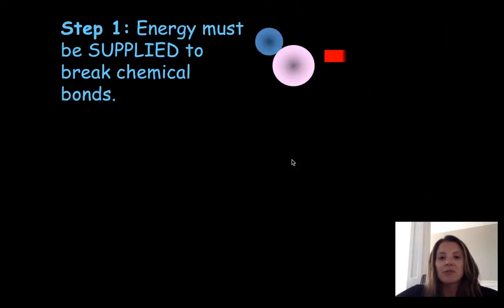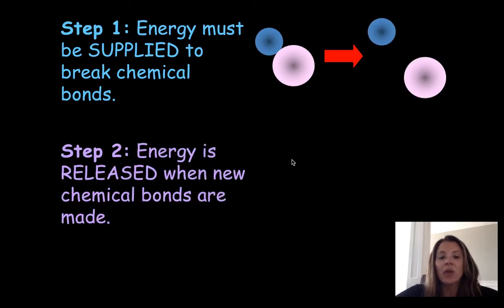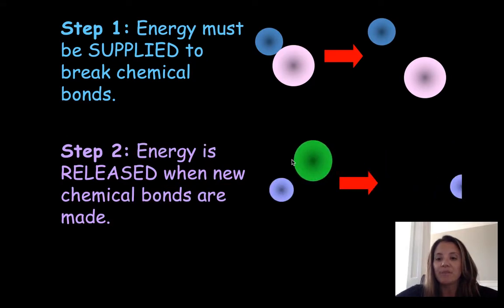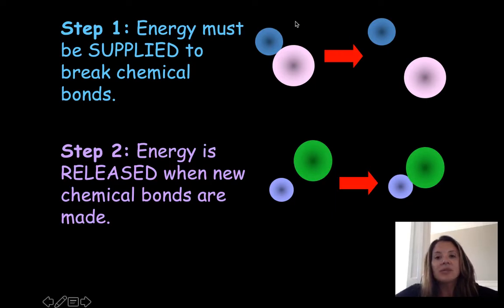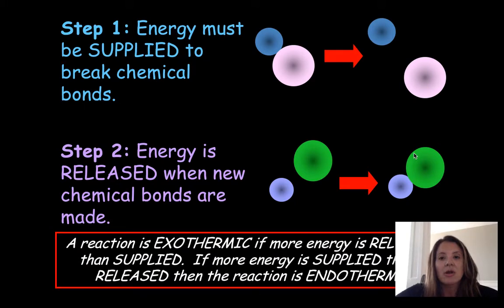So here's a little visual just to remind us. Energy input is needed in order to break reactant bonds. And when new bonds are formed, there's always a release of energy. Now, what we're actually going to take a look at is, was there a greater input needed to break the reactant bonds compared to the output of energy that was released when the product bonds came together? The difference between those two will dictate whether a system is endothermic or exothermic.